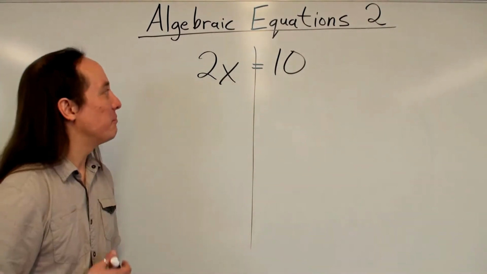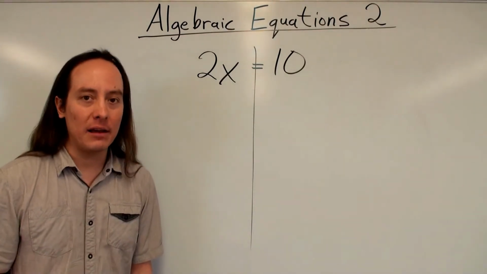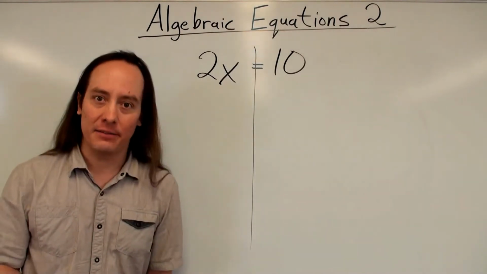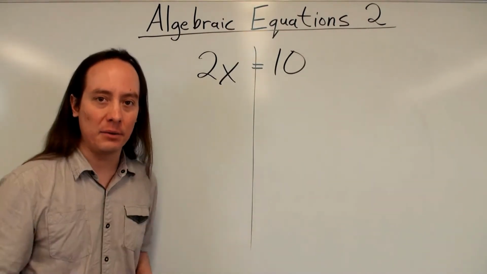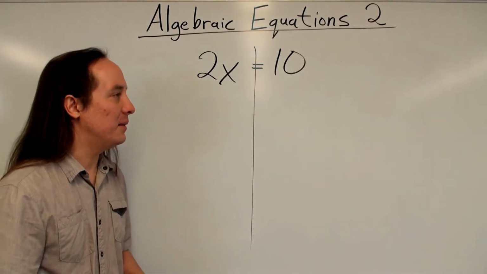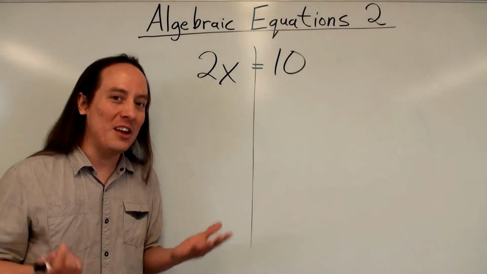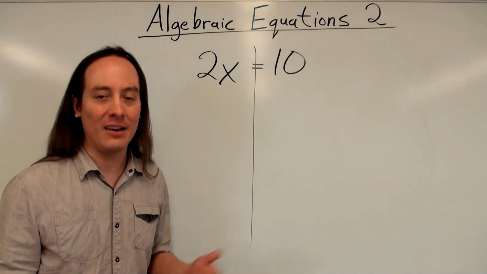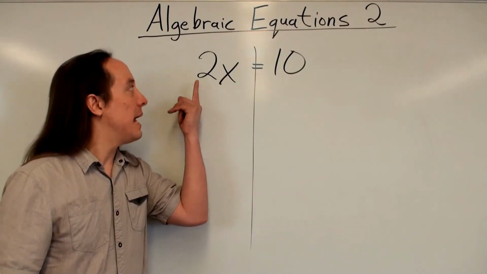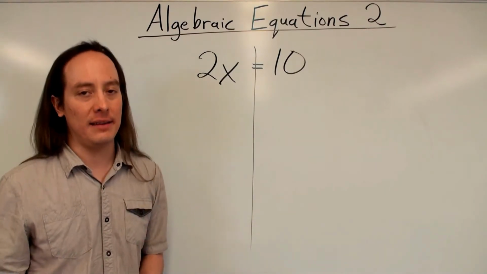All right, remember, we're trying to find x. We're trying to get x all by itself on one side of the equal sign. Where is the x? First of all, the x is on the left side of the equal sign. Is it alone? No, it's not alone. Which number is with the x on the left side? Well, the 2 is. Now, we don't want to know what 2x is. We want to know what x is.